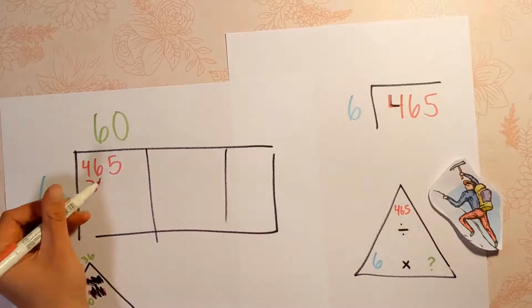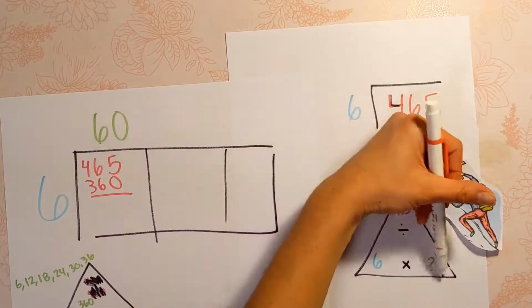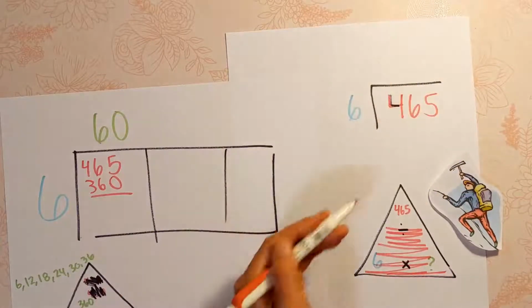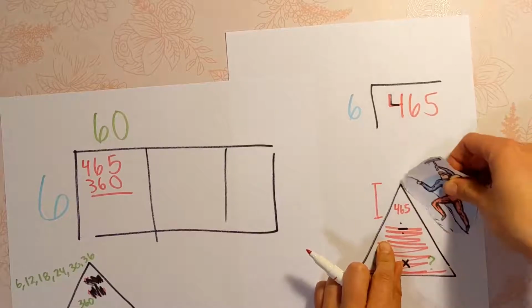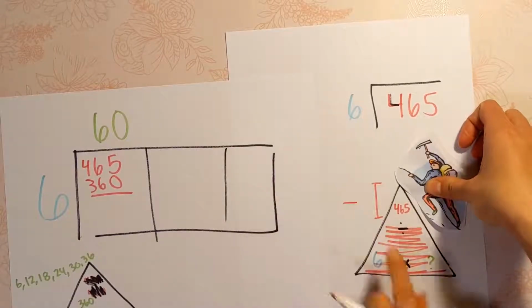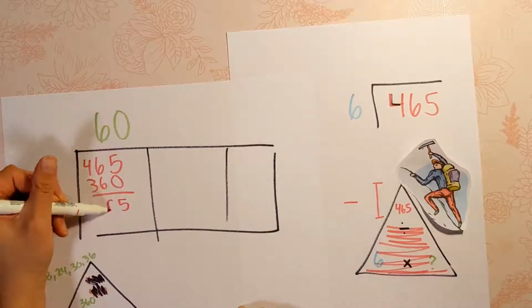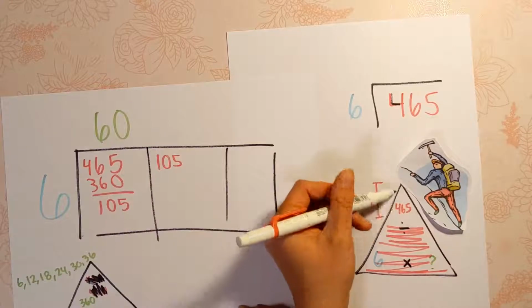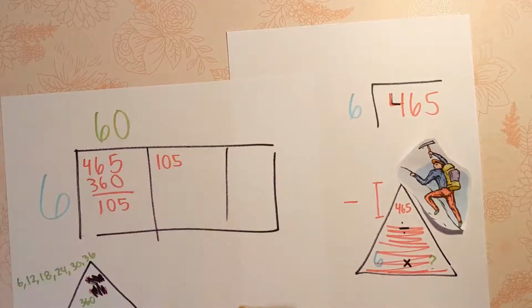So we've made some progress up our mountain. We've already gotten up to 360, which is more than halfway. I mean, we're all the way up to here. And now we need to find out how much left we have to travel. In other words, we need to find the difference. So we're going to subtract to see what's left. 105. So now we're left with 105 to divide. So we're doing 105 divided by 6.